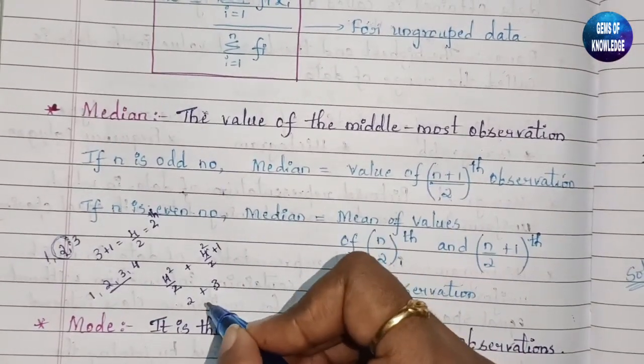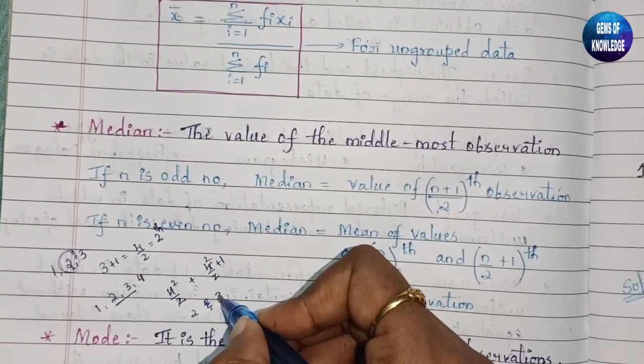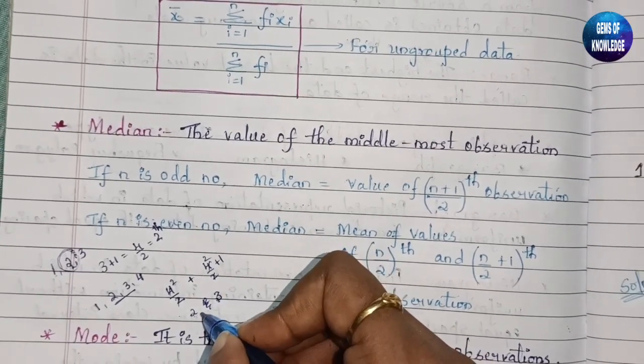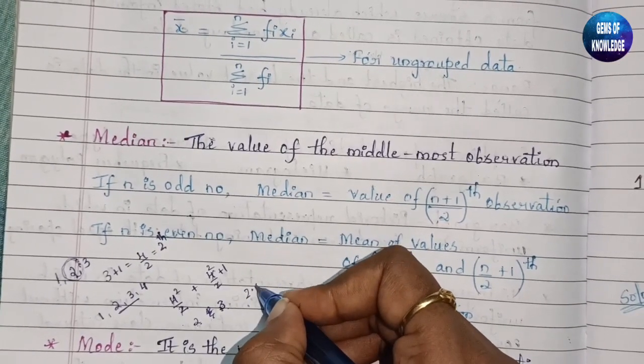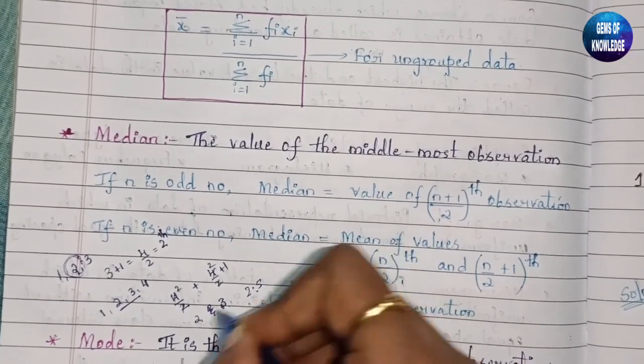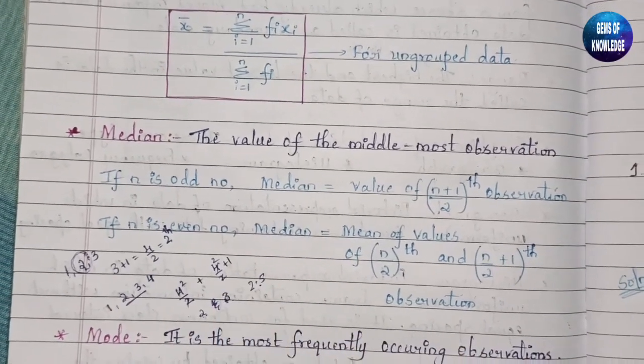So you can see here the second and third observation. Between the second and third observation, what will be there? 2 is there and here 3. So between these numbers we will get 2.5, and that is nothing but the median here. Okay, I hope you have understood this.